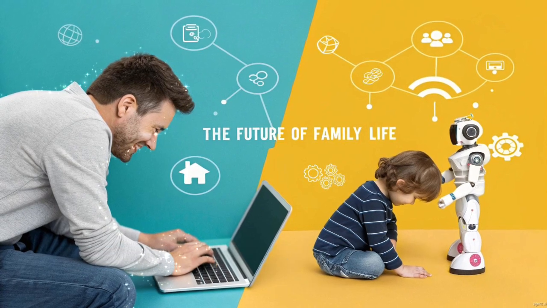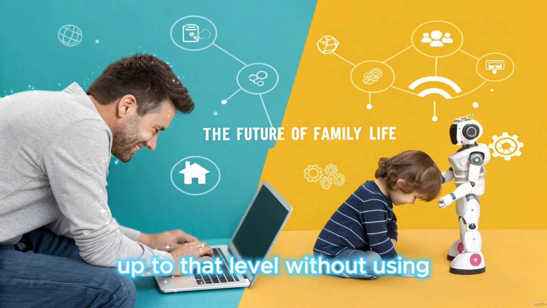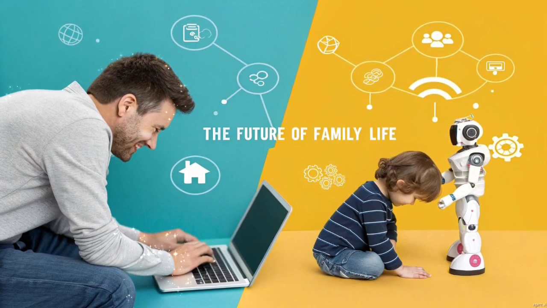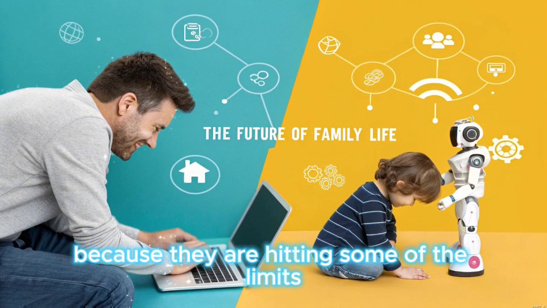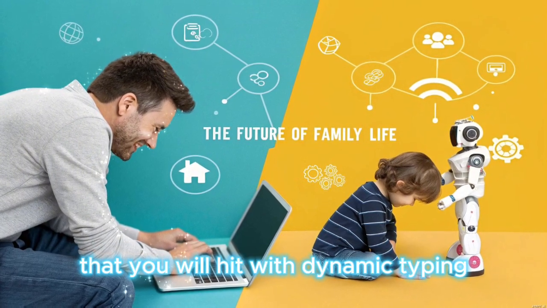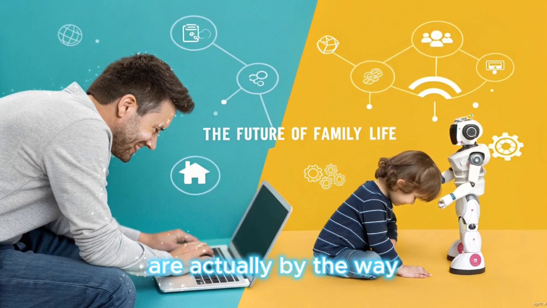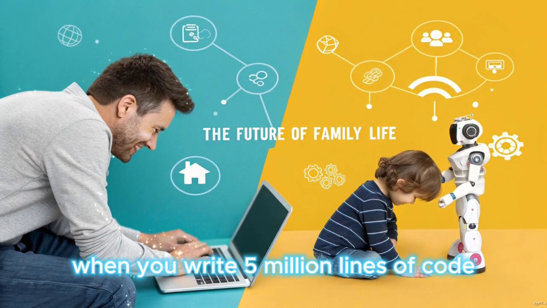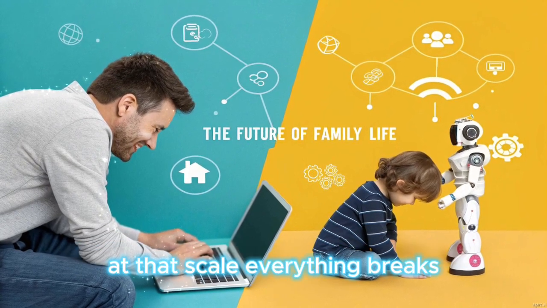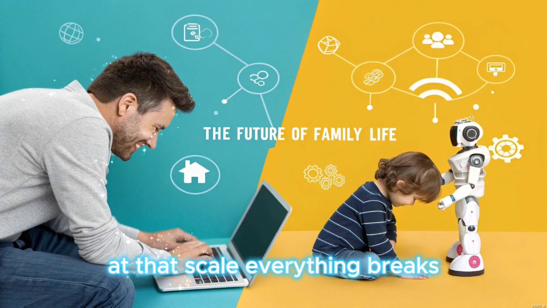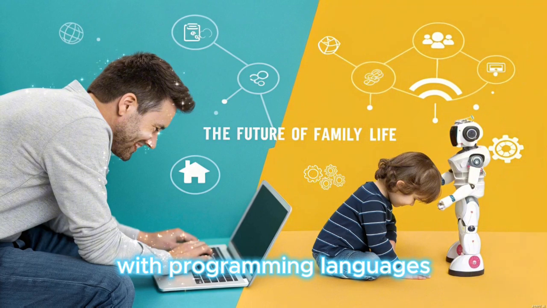So Ruby on Rails is able to scale up to that level without using static typing in all of what it does. Now, I know they've done certain experiments in certain ways because they are hitting some of the limits that you will hit with dynamic typing. And some of those limits you hit with dynamic typing are actually, by the way, just limits you hit when you write 5 million lines of code. I think the Shopify monolith is about 5 million lines of code. At that scale, everything breaks because you're at the frontier of what humans are capable of doing with programming languages.